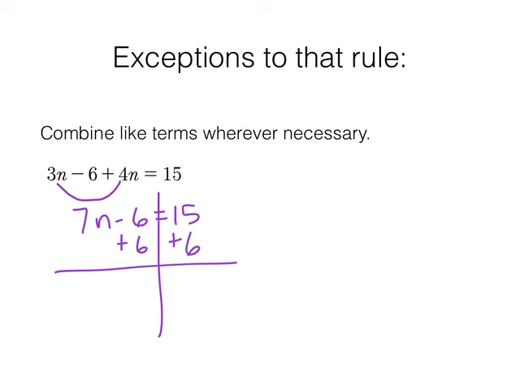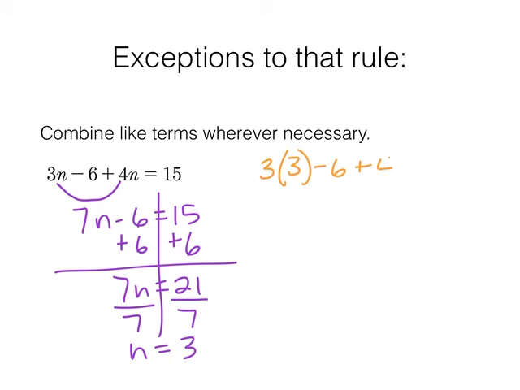So I'm adding 6 to each side. 7n is equal to 21. I'm dividing it off. n is equal to 3. And we're going to plug it in the original equation. Now use the original equation. Don't use your simplified one. Because what if you made a mistake simplifying it?